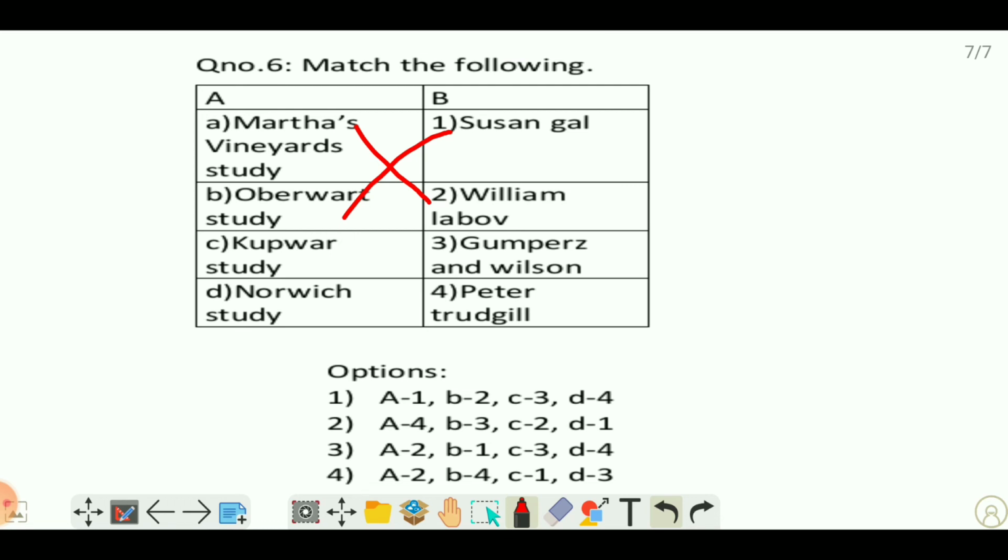Kupwar study is related to Gumperz and Wilson. The study was about how religion and regional identity affect language choice. The study was carried out in Kupwar at the Maharashtra and Karnataka border.